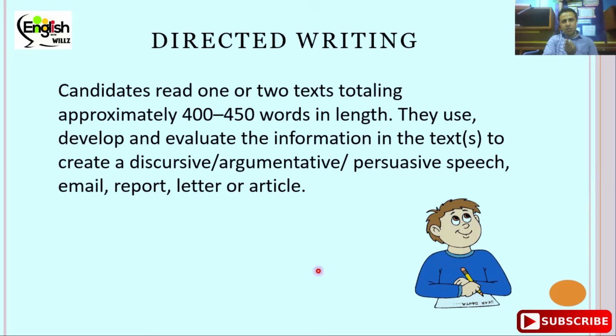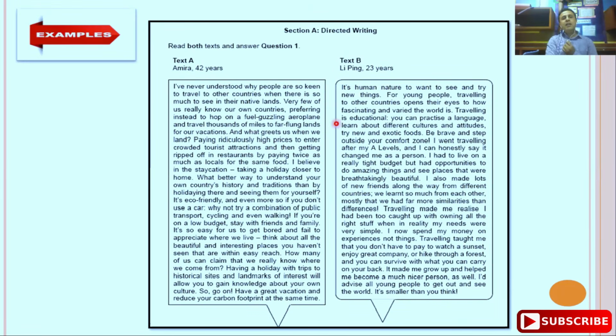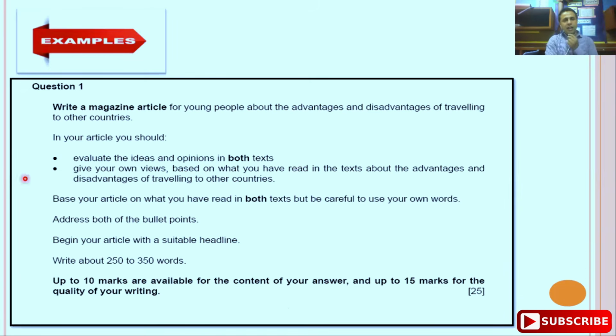So this would be the directed writing section 1, and I'm going to show you a sample that we have taken from the specimen paper. See, there are 2 texts; after reading these 2 texts you will be asked to write a magazine article, and there are a few points given that you have to read, taking out the important information and opinions from the text, and then you have to write 1 magazine article. For this you will be given 25 marks. Up to 10 marks are available for the content of the answer, and 15 marks are for the quality of the writing.